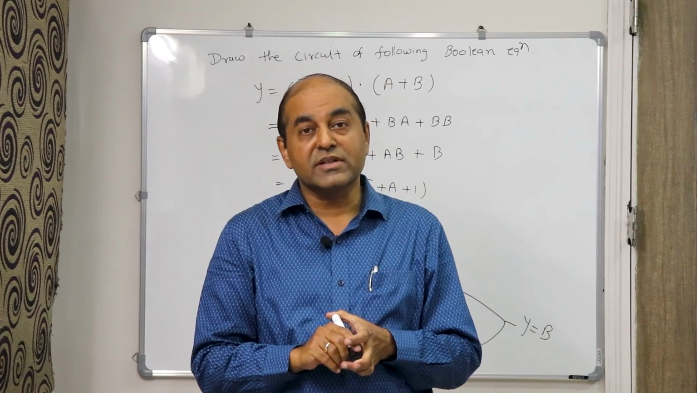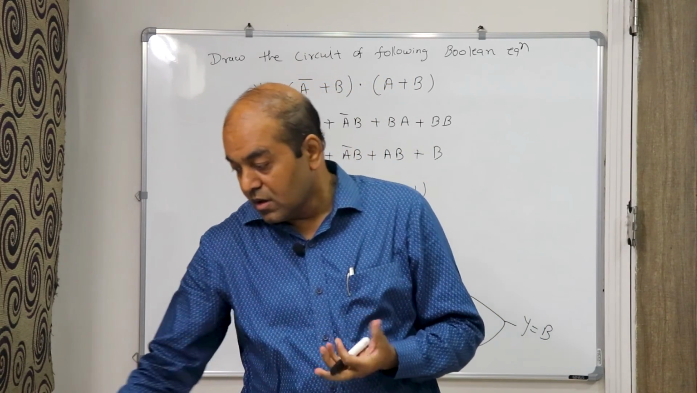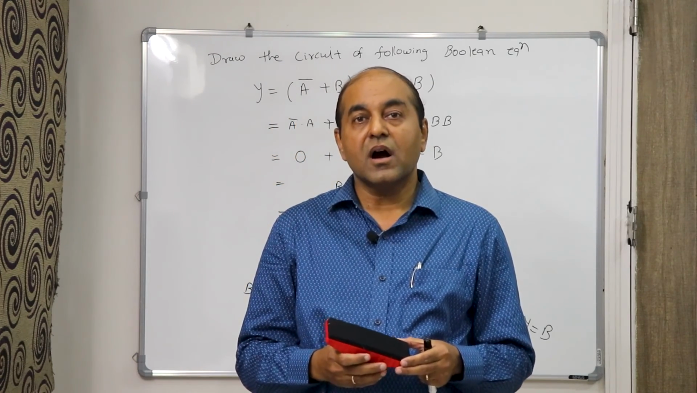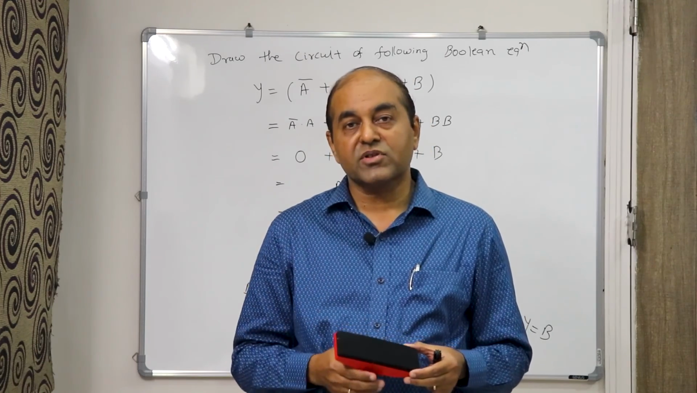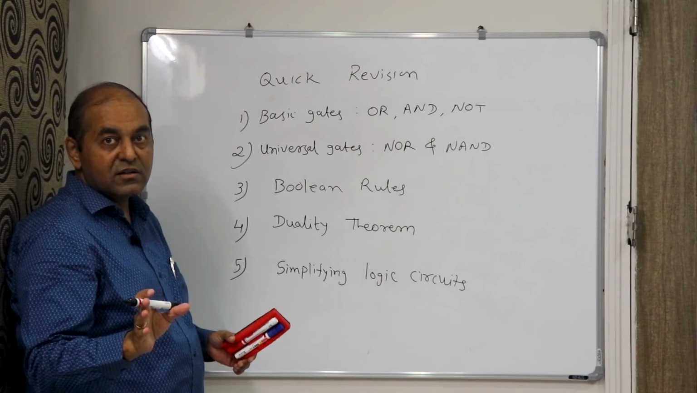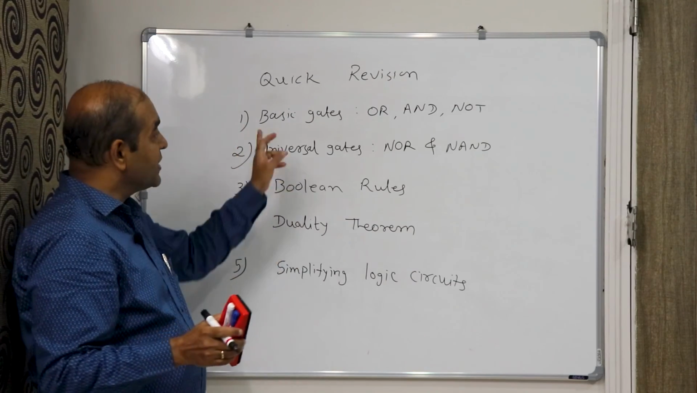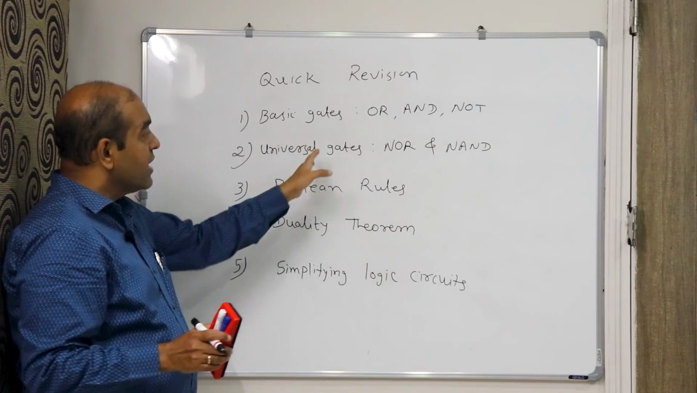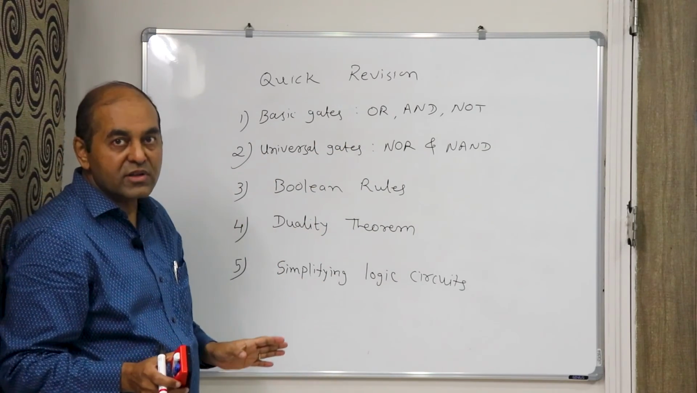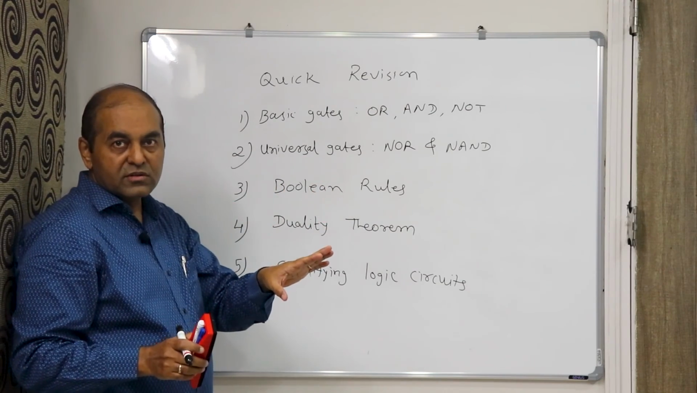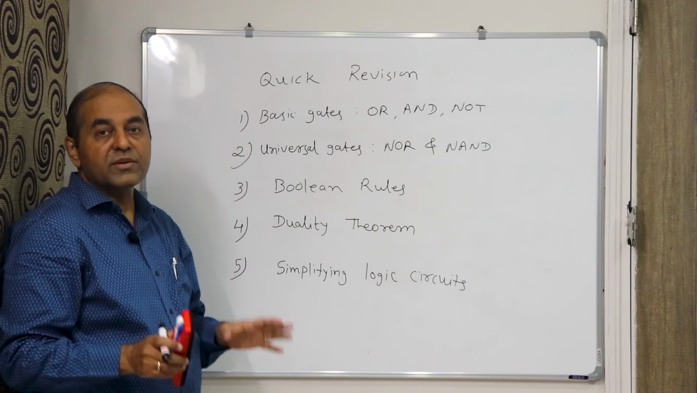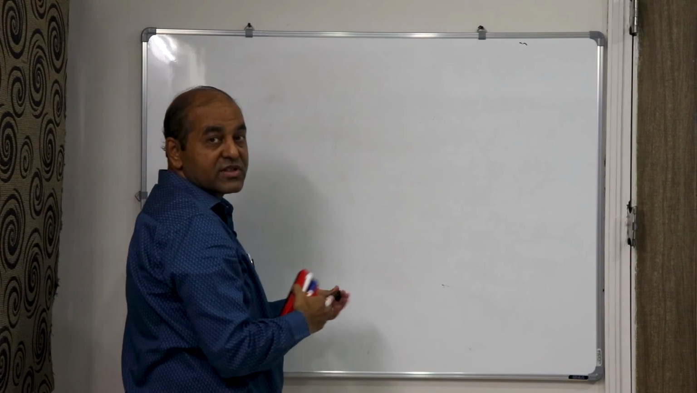Okay, so today's lecture is over. Next time we are going to discuss another method of how to simplify the Boolean equation. For today's lecture, quick revision: we have studied basic gates, AND, OR and NOT, universal gates, NOR and NAND. Along with this, we have also studied De Morgan's theorem, Boolean rules, duality theorem, and finally how to simplify the logic circuits.